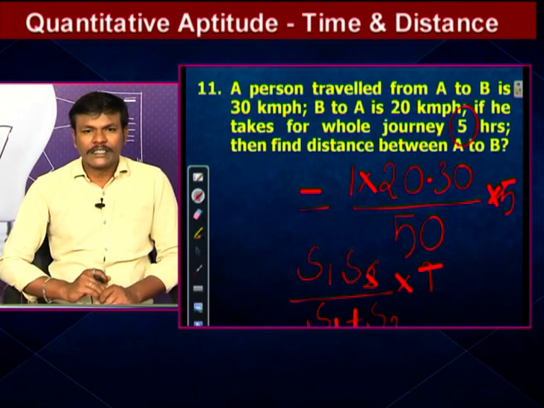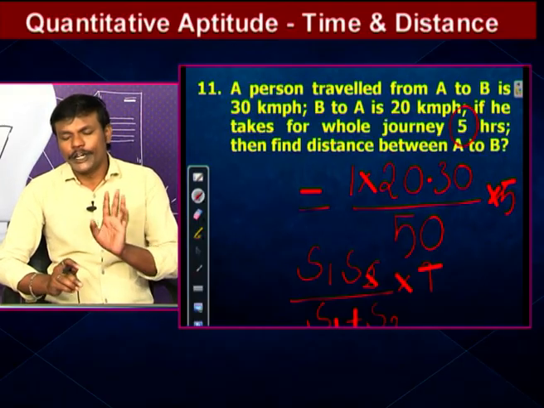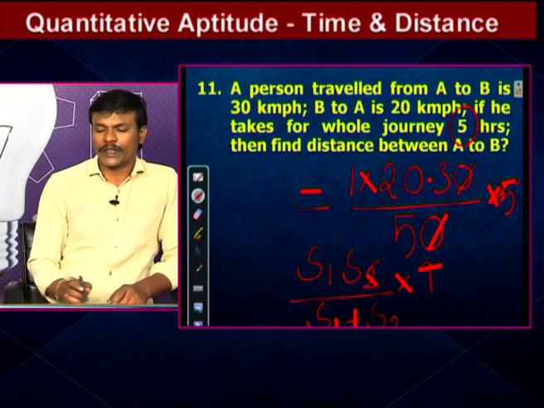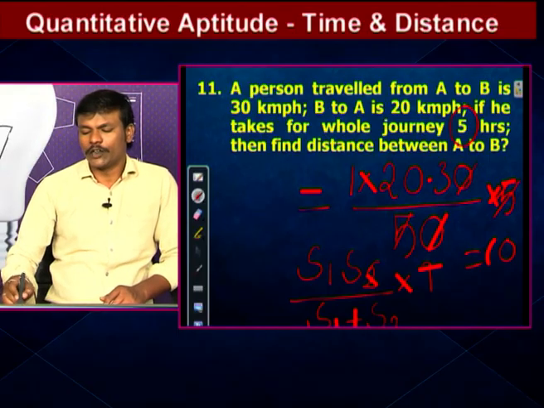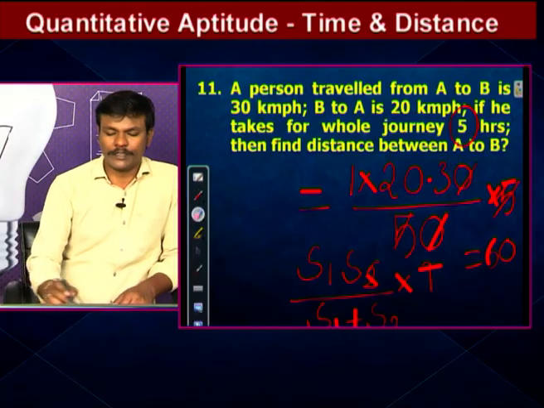So A to B distance is equal to S1 S2, two speeds multiplication, by addition of both speeds, into time. So when we conclude, it is 5, 5 is a 2 3 is a 60 kilometers. He travelled from A to B, 60 kilometers he completed. So this is one of the applications of the average speed.